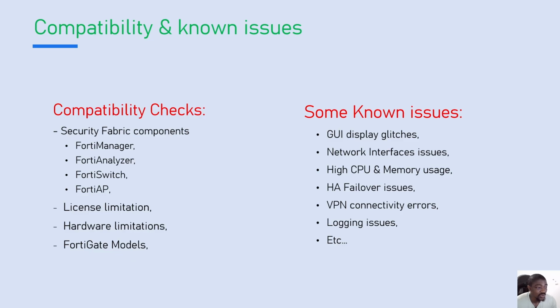Another one is high CPU and memory usage. When you perform updates, it comes with new features, and some new features require your device to have more memory and CPU to support them. So you might observe high CPU and memory usage after performing some updates. For people who also use high availability failover, you may encounter some issues. You also have well-known issues related to VPN connectivity errors.